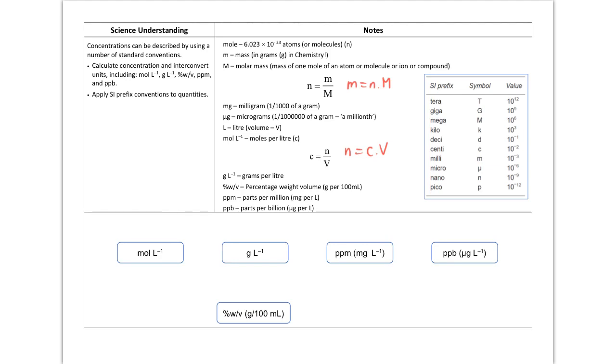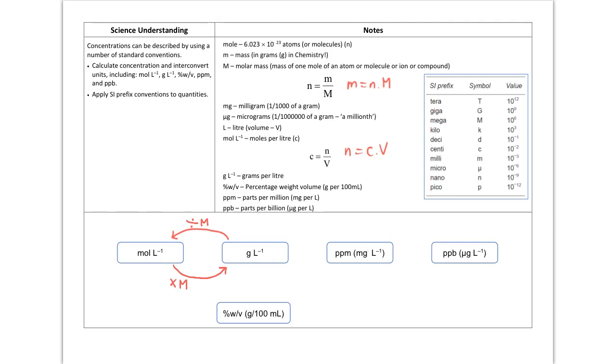To convert between these units, we'll start with grams per litre. If we want to go from grams per litre to moles per litre, what we really want to do is convert grams into moles. To convert grams into moles, we use this formula here, and we just divide by the molar mass. And if we want to go the other way, from moles back to grams, then we times by the molar mass.